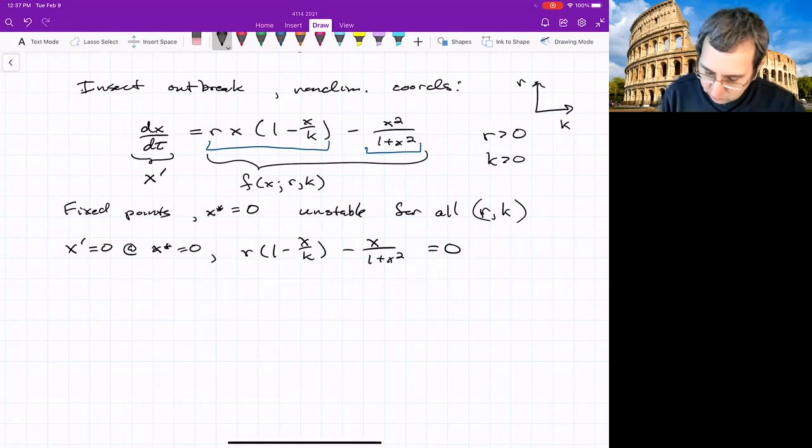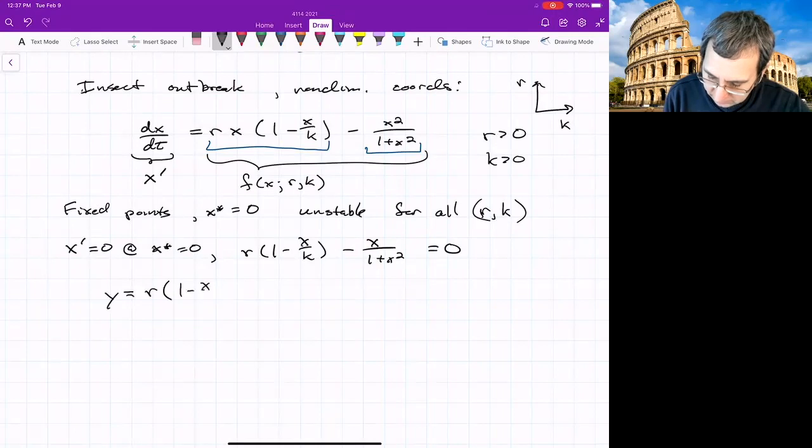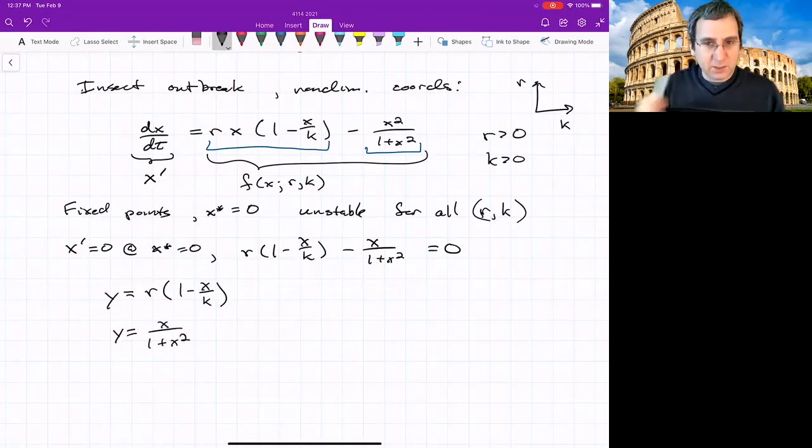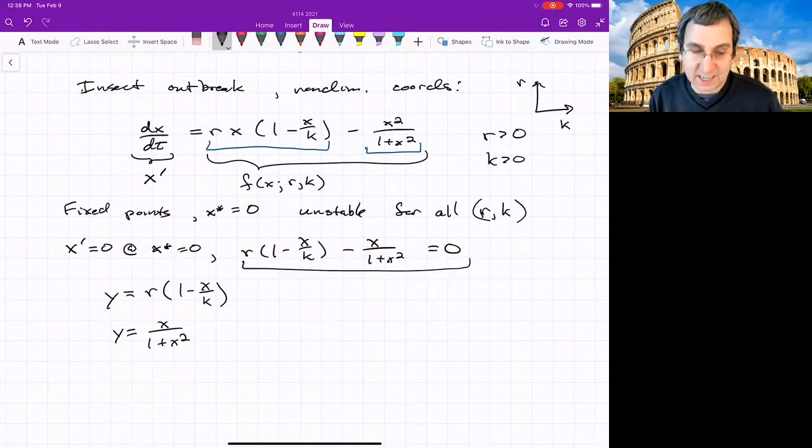If we set these two equal, then we've got Y equals R(1 - X/K), and Y equals X over 1 plus X squared. We could plot these two and see where they intersect. Where they intersect would be the points X that satisfy this and therefore provide fixed points. The nice thing about X over 1 plus X squared is that it's independent of parameters, so we could just plot this. The other one does depend on parameters.